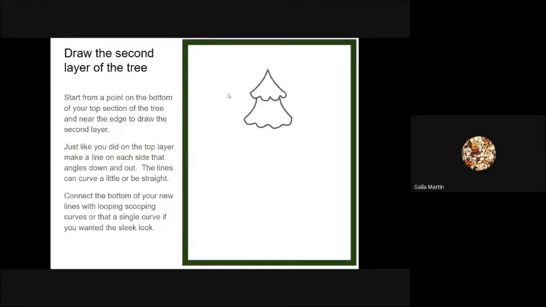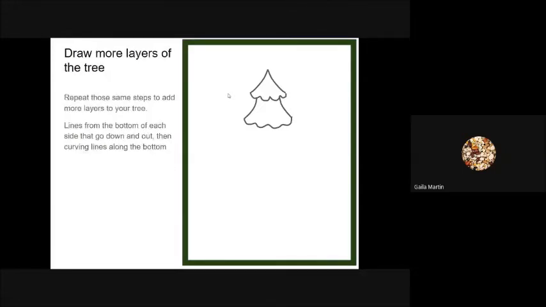And so now we have two sections on our tree. We're going to do this over and over. Do another section, and we're going to keep adding it until our tree is the height we want, and it'll fill up most of our page. We'll start just a little bit in from that last corner, go down and out on each side, and then make our lumpies across the bottom.